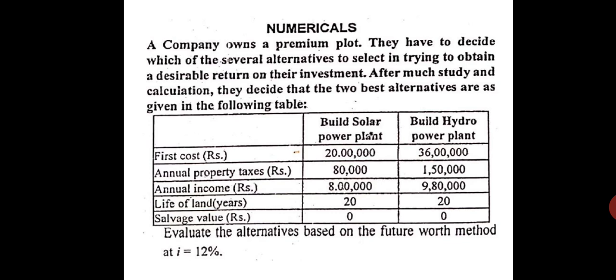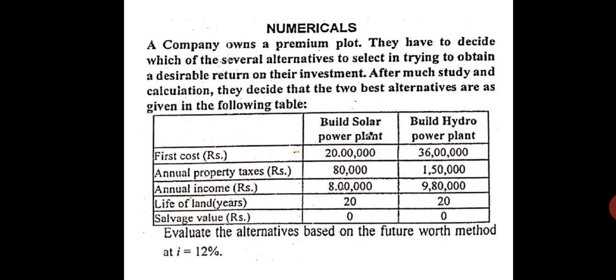Then taxes: for a solar power plant, you have to pay 80,000 rupees tax annually. This is outgoing, the expenditure. And for the hydro power plant, you have 1.5 lakh rupees tax annually. Then annual income: from the solar power plant you get 8 lakh rupees income per year, whereas from the hydro power plant you get 9 lakh 80,000 rupees income per year.